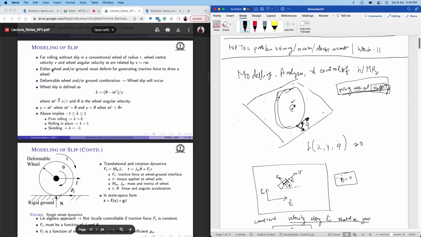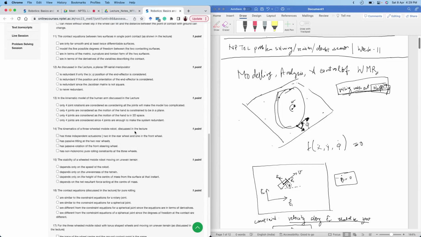And again, to generate forces, something has to deform, right? Because stresses are related to strains. If no strain is there, there cannot be any stresses, and stresses reflect as forces in systems. So either the wheel or the ground must deform to generate tractive forces. So you should understand these concepts really well, what they mean, to answer these assignment problems.